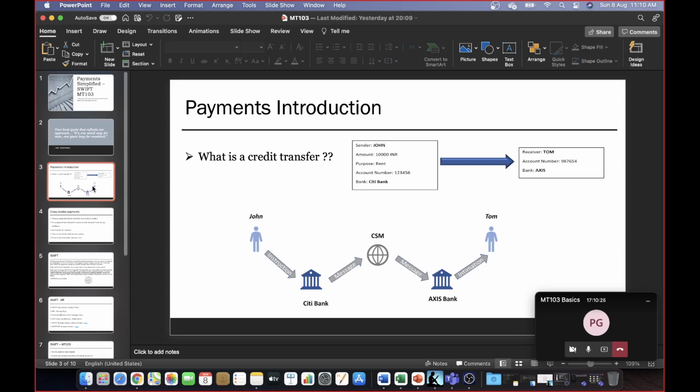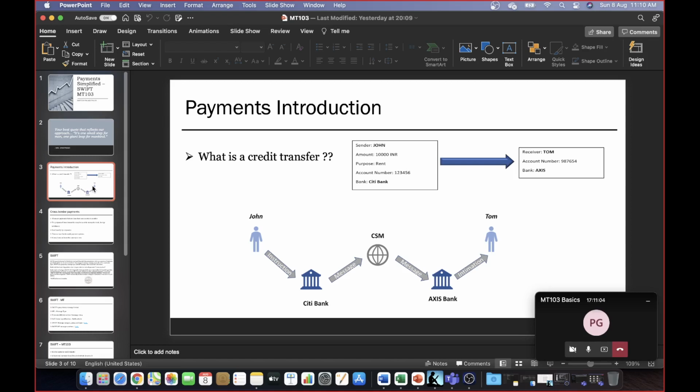Citibank will receive such an instruction and then send a payment to Axis Bank. This payment is basically a communication containing details of all the instructions from John, plus some additional details. It's just a communication between two banks, and that communication will aid in the transfer of funds between bank A and bank B. That's the whole idea of payment in a nutshell.